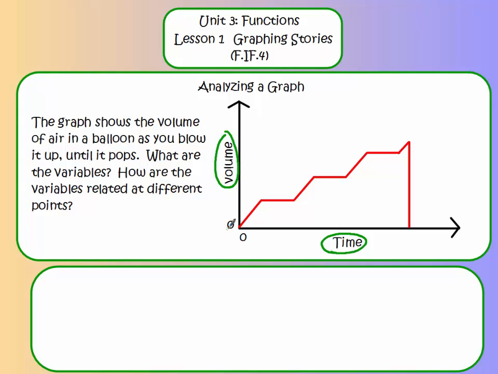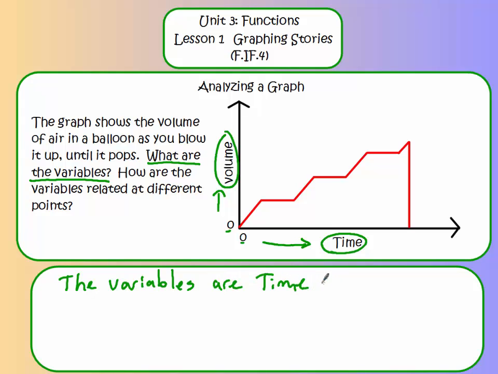We see the number 0 down here and the number 0 here. So the time is increasing going this way, and the volume is increasing going up. That's important to realize before we get started. So when this question is asking us what are the variables, our variables are these two things: time and volume. They're the two things that are going to vary. They're going to change.